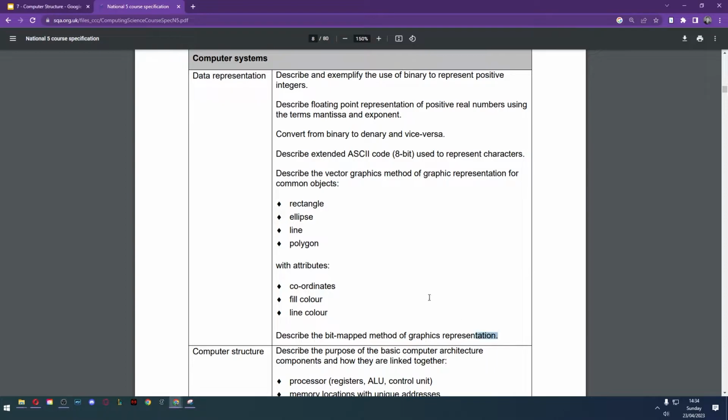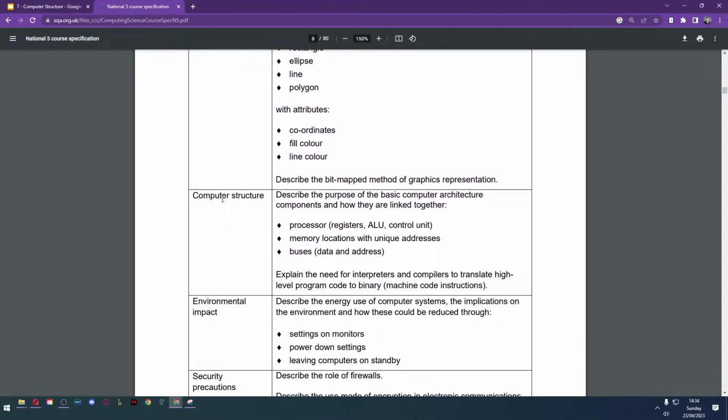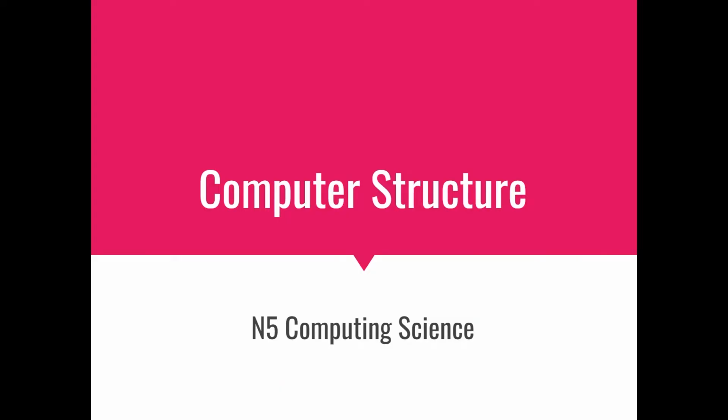Last week we finished off this first topic, the data representation one. Today we're going to look at computer structure. We'll start off with just the processor, and in the next one we'll look at memory and buses. Here's a presentation to help us.